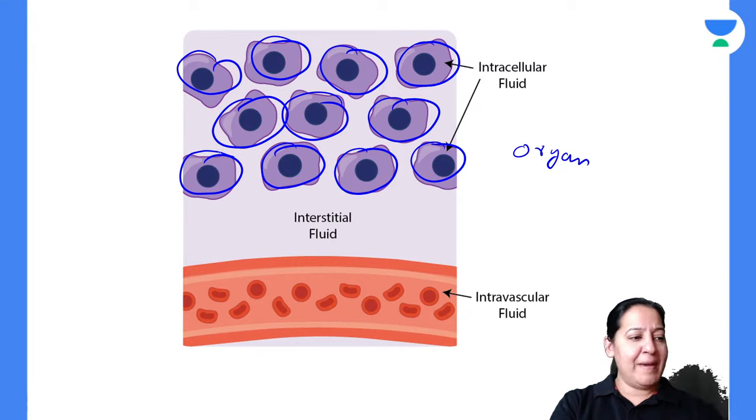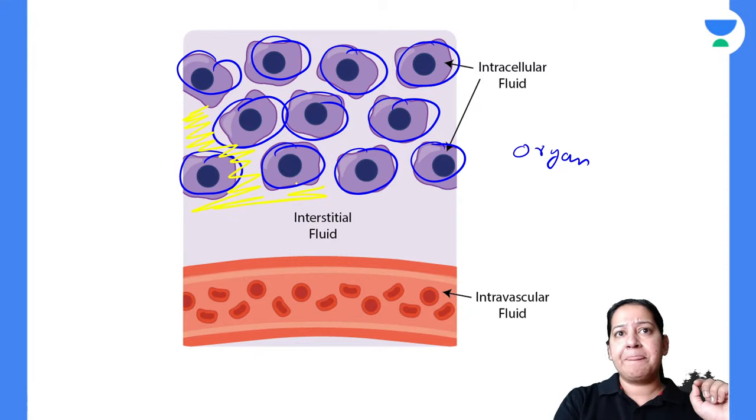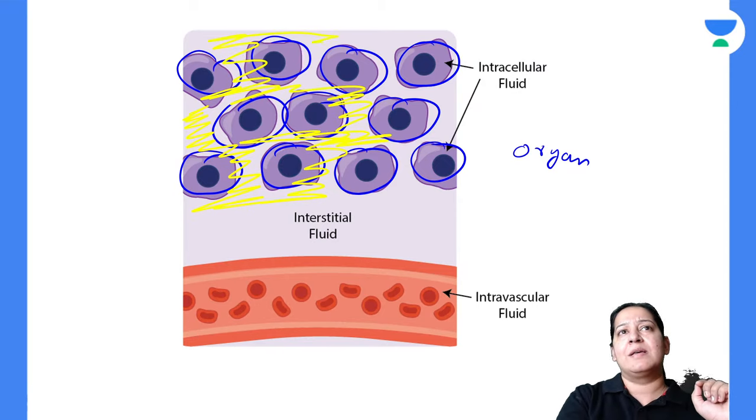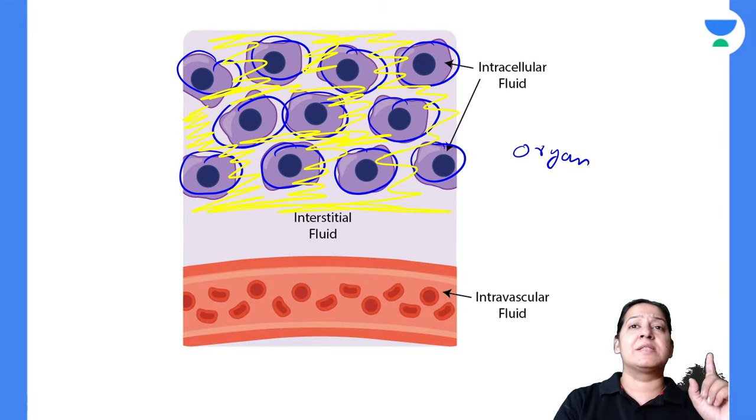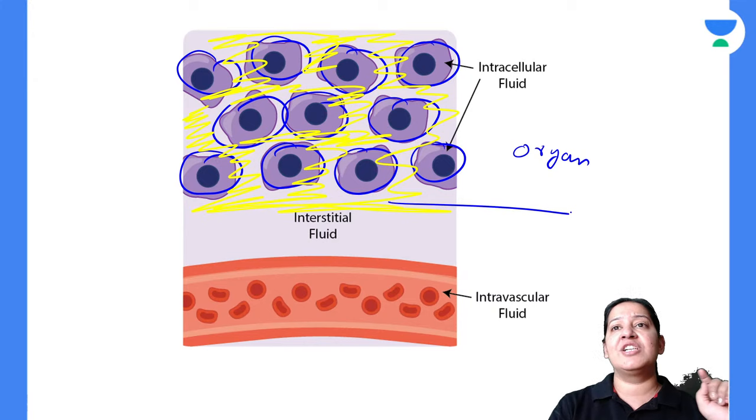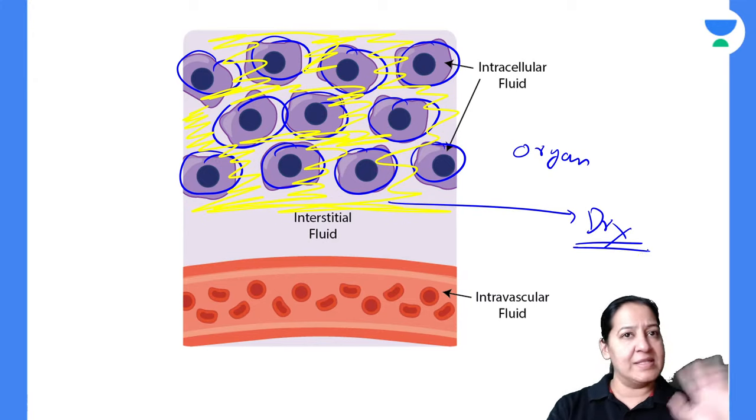Can you appreciate this space? Let me mark the space. I'm marking with yellow color. The space between the cells, this space is known as interstitial space. Please understand the term interstitial space. Normally, this interstitial space is dry. There is no fluid inside the space.